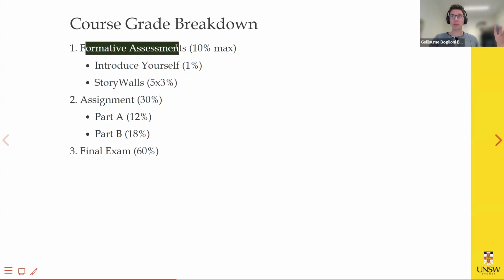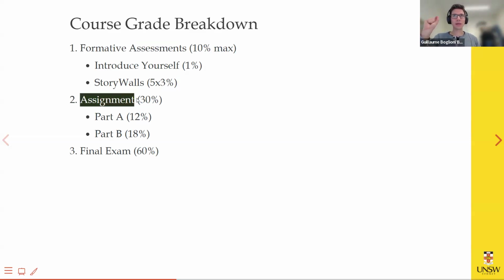So we want this to be a tool to incentivize you to be up to date, but we don't want to stress you out too much with this. You can miss basically 2 of the 3% tasks and still get 10 out of 10 for that component. Then you have an assignment. It's written as 1 item in the course outline, but in fact, it's going to be 2 deliverables. So you will have part A worth 12% and part B worth 18%.